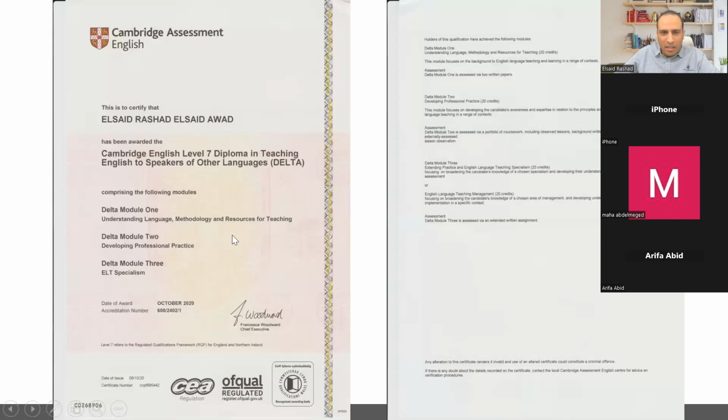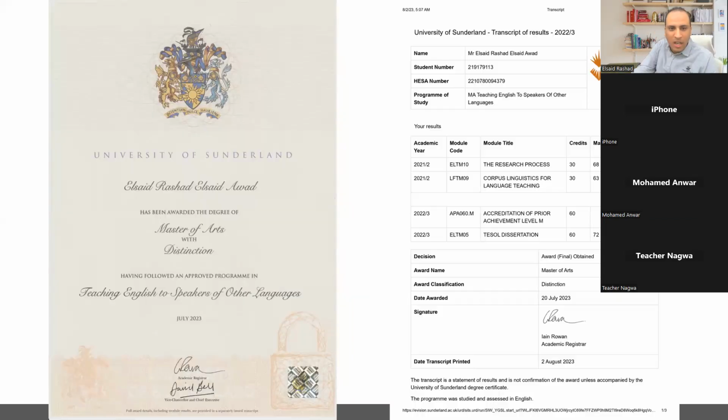This is my Delta certificate, guys, if you have never seen it. Hopefully, inshallah, all of you can one day have the Delta, if you wish. And as you see, Cambridge English Level 7. And this is my MA certificate and transcript, if you haven't seen it. Hopefully, inshallah, all of you also can get a master's degree or a PhD, whoever wants.